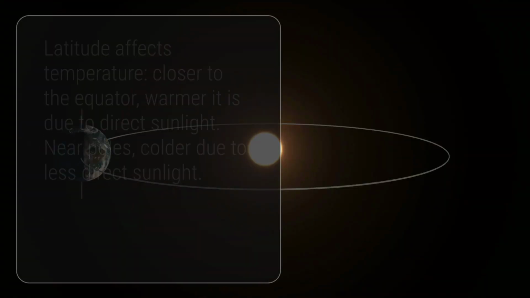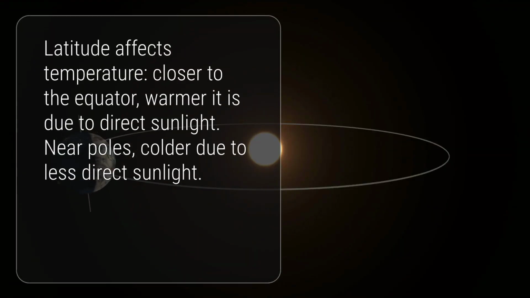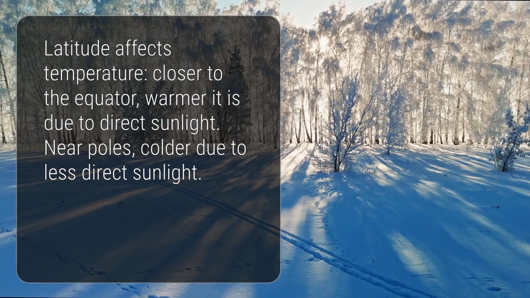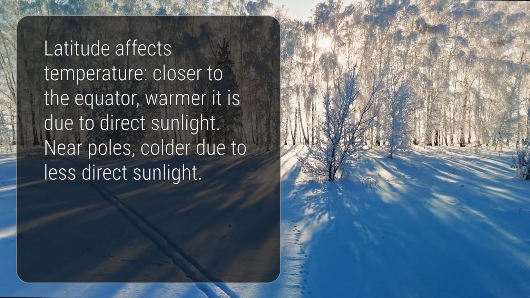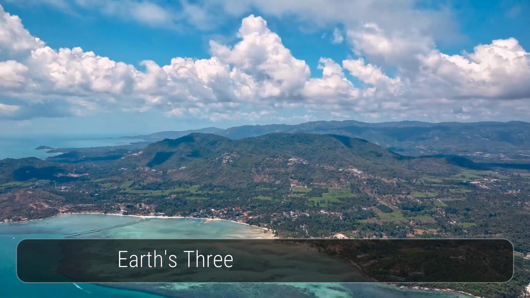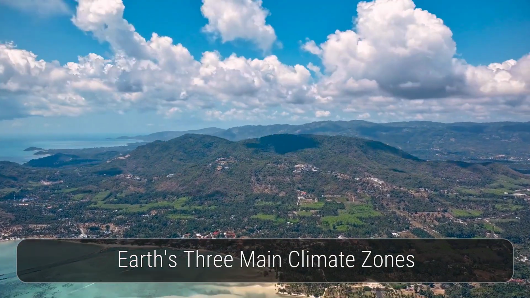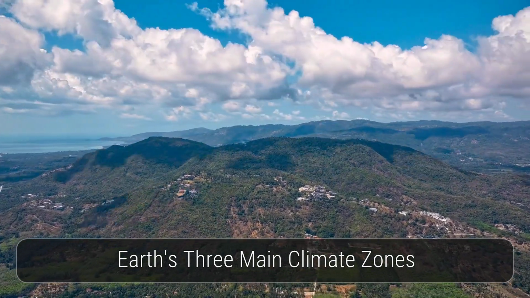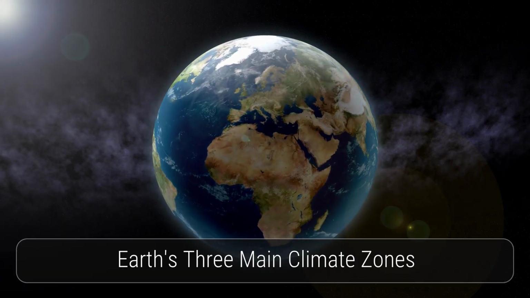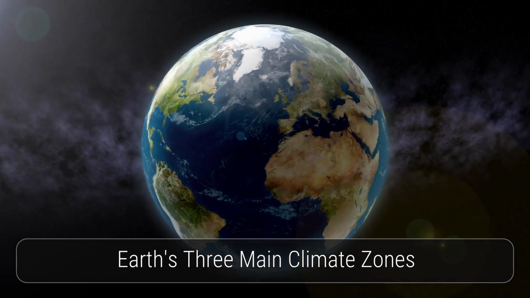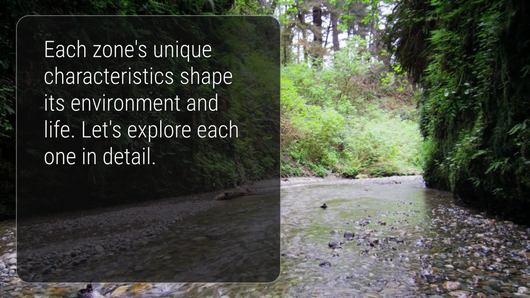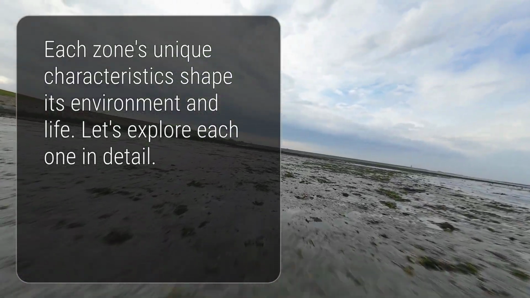The most important factor influencing temperature is latitude, how far north or south a place is from the equator. Areas closer to the equator get more direct sunlight, making them warmer. Areas closer to the poles get less direct sunlight, making them colder. While scientists use many detailed classifications, we can simplify Earth's climates into 3 main zones based on temperature: the tropical zone, the temperate zone, and the polar zone. These 3 zones cover most of the planet's surface. Each zone has its own unique characteristics that shape the environment and the life within it. Let's take a closer look at each one.